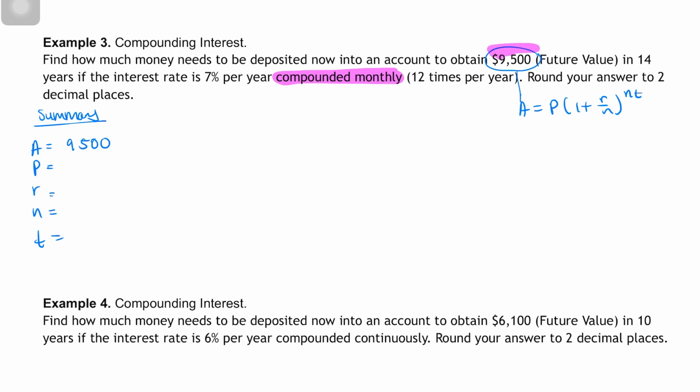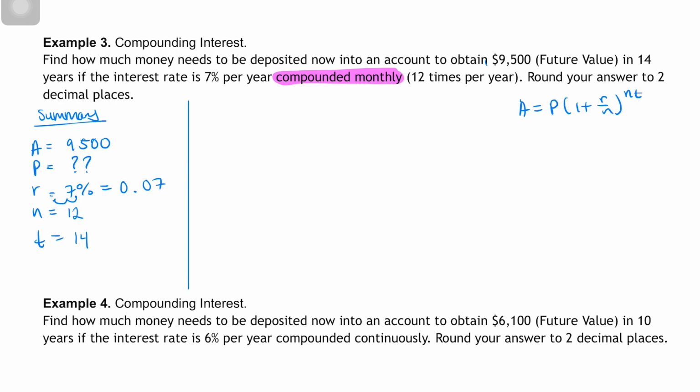And what we're asked to find is P. What is P? So P is what we're looking for in this problem. If the rate in this example is 7%, which we turn into decimal form, it'll be 0.07. And this is compounded monthly, so the period is a month, and we know that there are 12 months in a year. How many times does this period happen a year? 12 times, and we're doing this for 14 years.